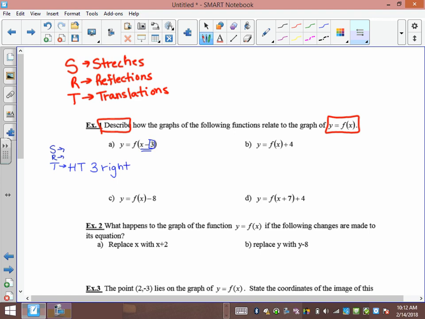Do we have a vertical translation at all? Is there anything at the back? No. We're done. So if it's with the X, it's horizontal. If it's not in the bracket with the X, it's vertical. Okay? So the next one, B. The 4 is back here. Is it with the X? No. We don't have a stretch. We don't have a reflection. Our translation, is this vertical or horizontal? Vertical translation, 4 up.